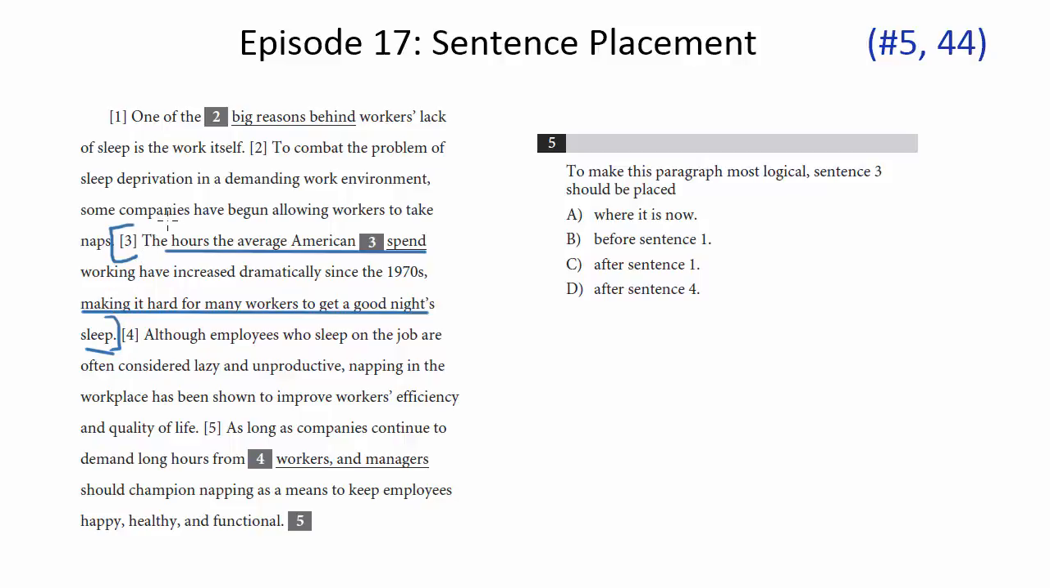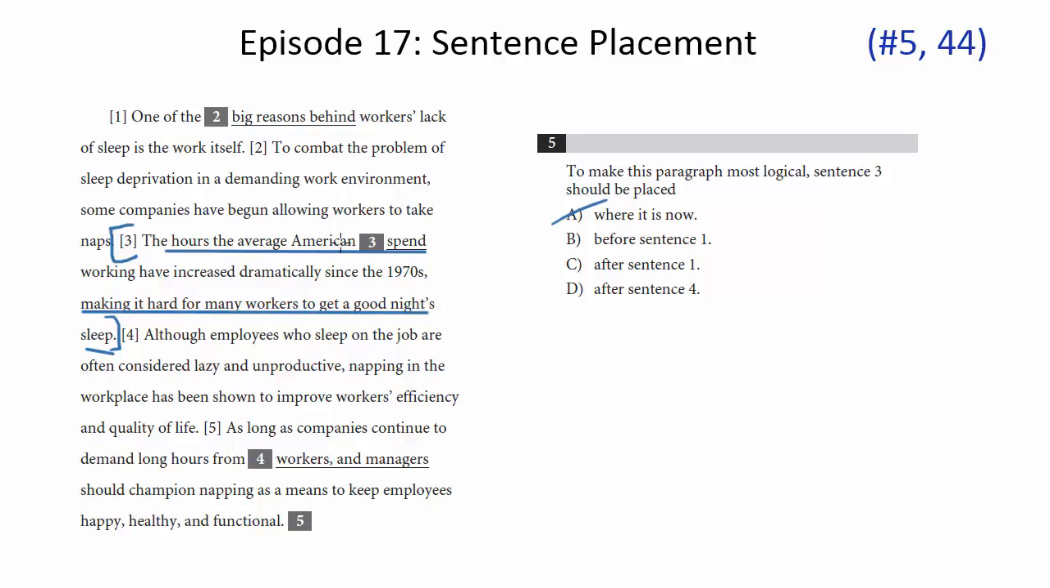Is it okay in the original? In the original place, not really. Because in this sentence, we're talking about how we can let workers take naps. And then suddenly we switch into how workers were working a lot and it's hard for them to get a good night's sleep. And then we get back into naps. We really want 2 and 4 to be next to each other because they're both talking about naps. So we're definitely going to want to move this. How about before sentence 1?